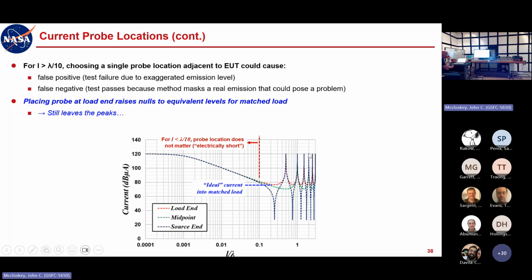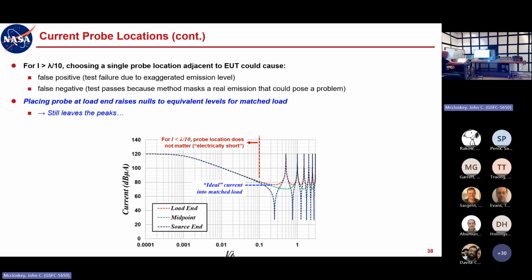So if you use a standard current probe and make the measurement at the termination, which is the feed through capacitors for power leads or at the feed through port for a shielded cable, that will at least take care of the nulls, but you're still going to have the peaks. Now, if you do that and at high frequencies you're still below the limit, then fine, you're done.